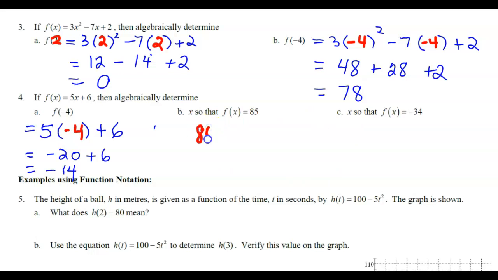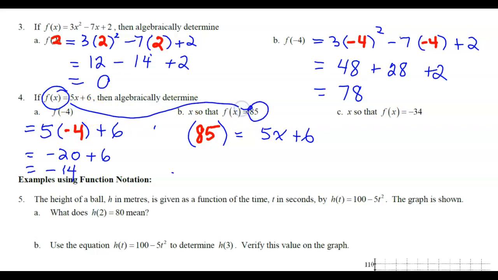So we have to replace f of x with 85. So now 85 is your f of x, and it is equal to 5x plus 6. So I've replaced that entire f of x with 85. Now solve that equation. So bring the 6 over to the left and divide by 5. Leave it as a fraction. It doesn't work out nicely. So what's that? 79 equals 5x. Divide by 5, so x equals 79 over 5. Okay, no decimals. You can't simplify it.